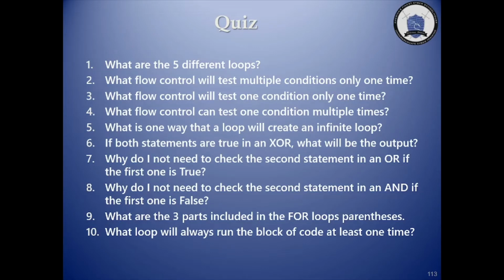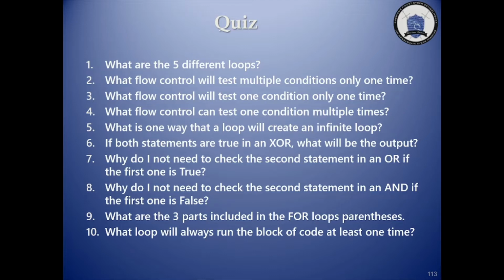Alright, so the first one, what are the 5 different loops I went over? So that's going to be the while loop, the for loop, do while, do until, and then the for each loop. Alright, and then number 2, what flow control will test multiple conditions only one time? So again, there we've got multiple conditions and then one time, so it's going to be a switch statement. Number 3, what flow control will test one condition only one time? That is going to be the if or an if-else statement.